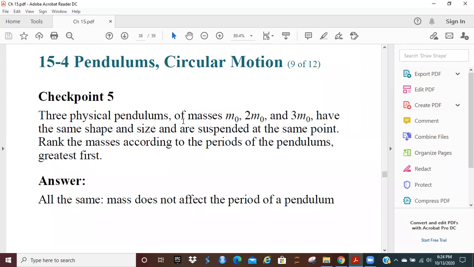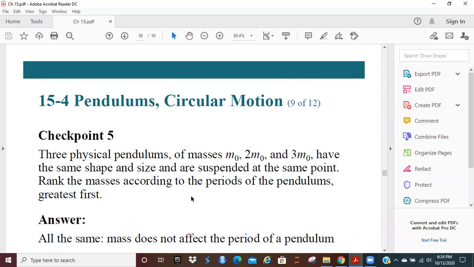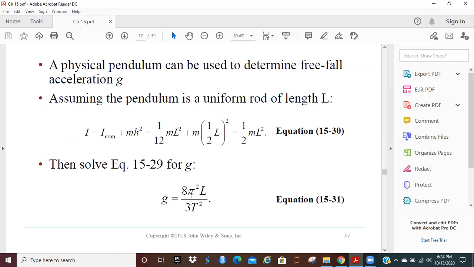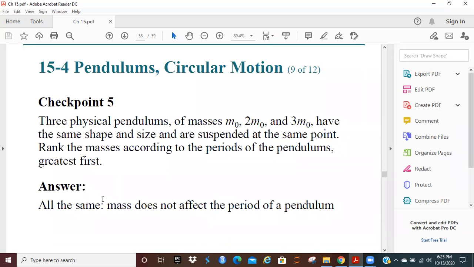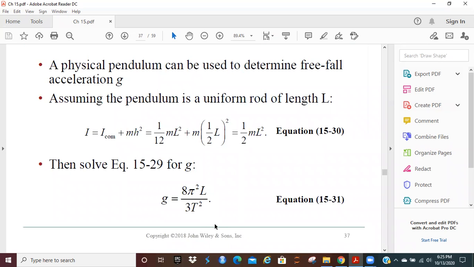So let's say that we have 3 physical pendulums of mass m naught, 2 times m naught, and 3 times m naught, and they have the same shape and size and are suspended at the same point. Rank the masses according to the periods of the pendulums, with the greatest first. This is a trick question. Because if you go through here, you find out this is related to g, it's related to L. It never really gets related to mass. Mass does not affect the period of the pendulum. That's what this is trying to reflect.